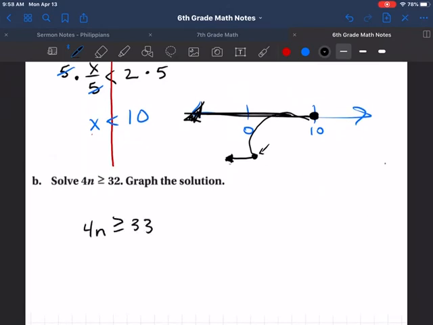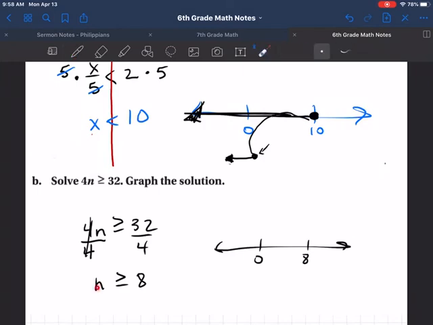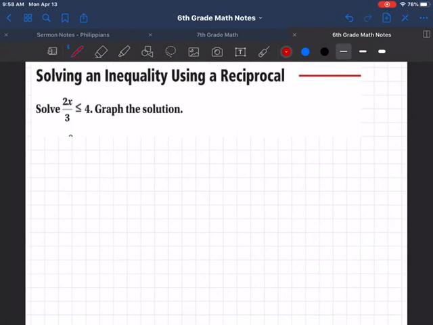Alright, now we have 4 times n greater than or equal to 32. Okay, now we're going to divide both sides because 4 times n, the opposite operation, is divided by 4. These get canceled. N is greater than or equal to 8. So now we have our 0, we have our 8, and we're going to look again at n. Here's our n, and it's greater than, and here's our equal sign, so it's closed circle and it's going right. So closed circle going right.